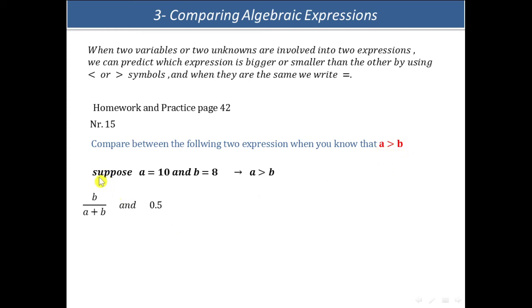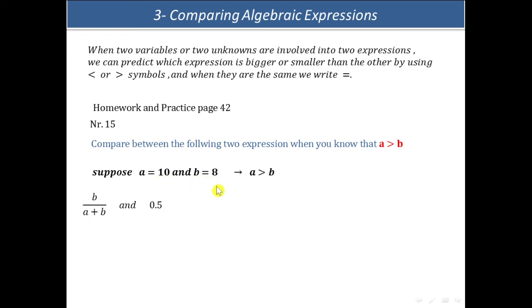Okay, so when it is too difficult to determine which one is bigger or smaller without numbers, I tell you, you suppose a number. But important is, when you suggest a number, you have to be submitted to this condition that A is bigger than B. When I take A equal 10 and B equal 8, they are submitting to this condition. A, 10, is bigger than B, 8, and it is correct.